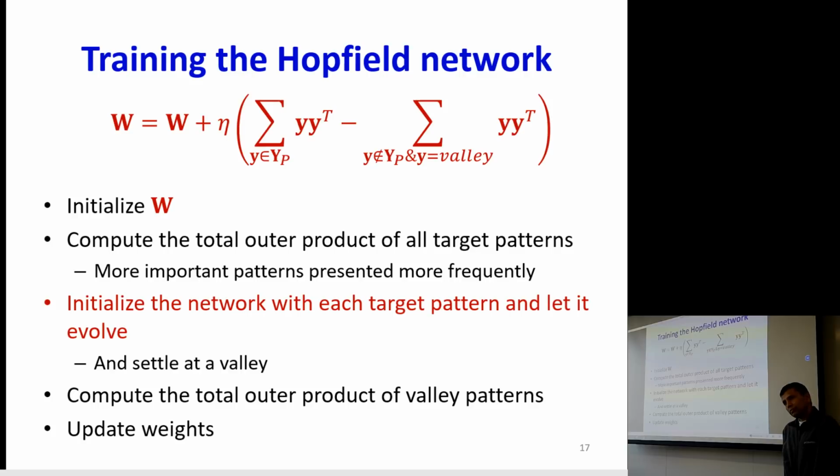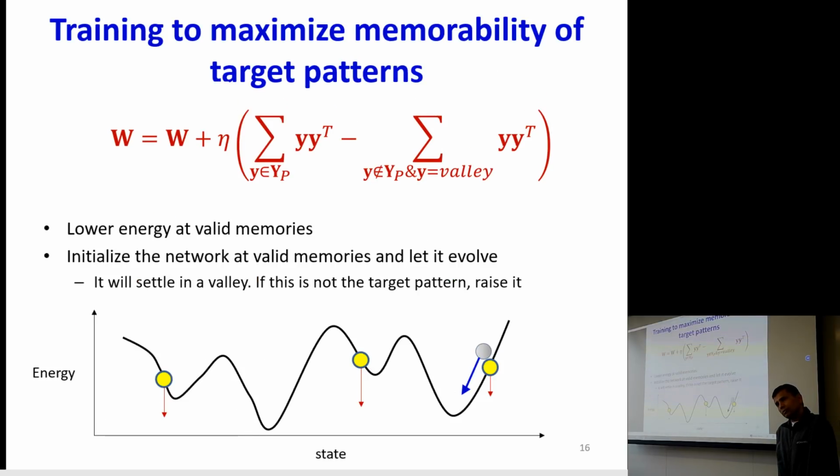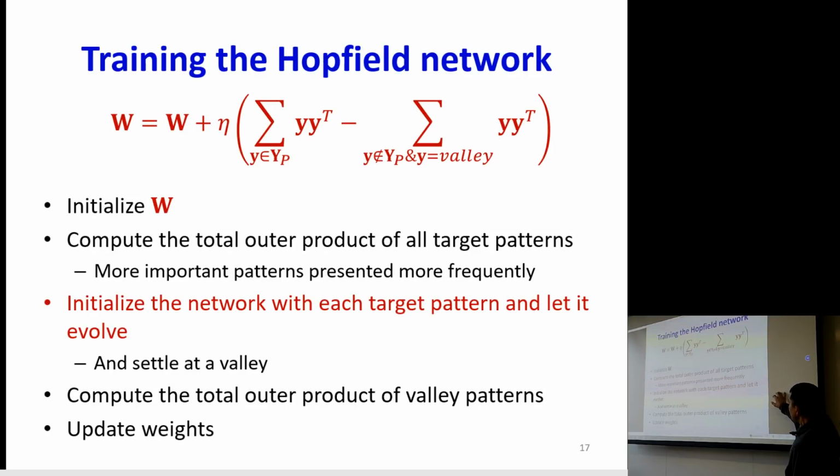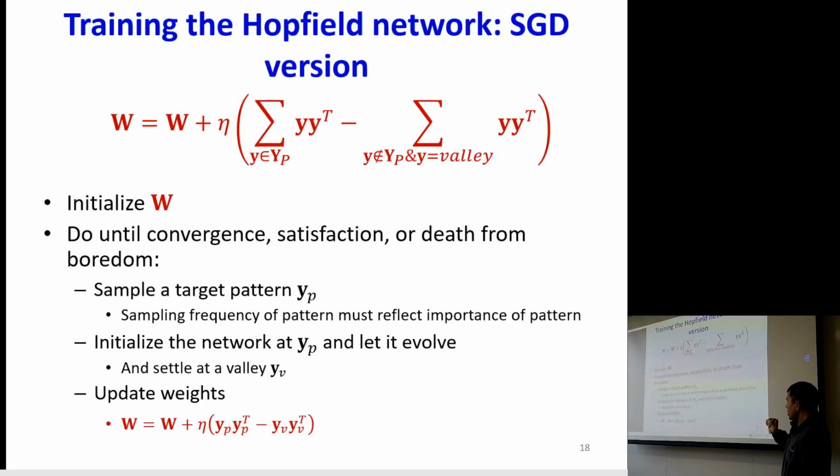So this was the learning algorithm. Yes? So this will do nothing about that second value? No, it will not. So again, this was our initialize W, you compute the outer product of target patterns, initialize the network with each target pattern and let it evolve, and then you get the overall gradient descent rule. Or this is the stochastic gradient descent version of it. We've seen it in the last class. You could do it one pattern at a time.